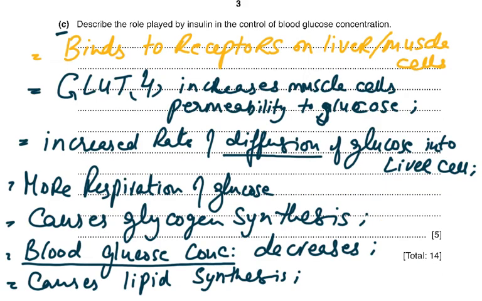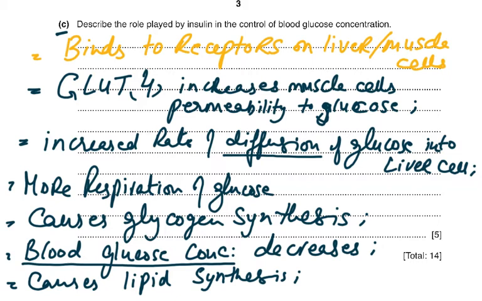Part C, describe the role played by insulin in the control of blood glucose concentration. Number one, binds to receptors on liver/muscle cells, GLUT4. Now, GLUT4 was not necessary, it's in brackets, so GLUT4 added or increases the muscle cells' permeability to glucose. Or you could have said GLUT4 added to membrane of muscle cell. Or you could have said GLUT4 increases the muscle cell permeability to glucose. That's all the same thing, means 1 mark scheme point.